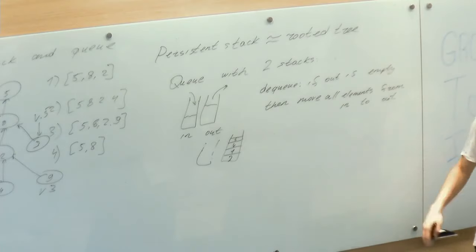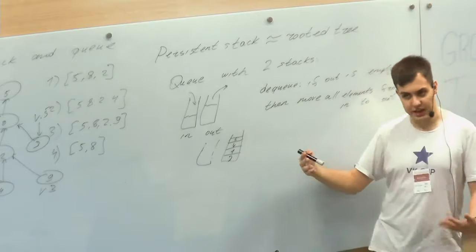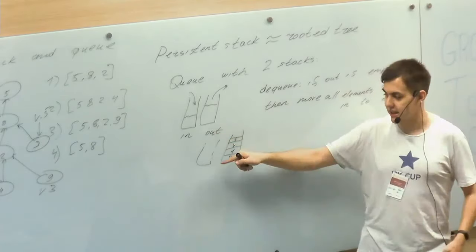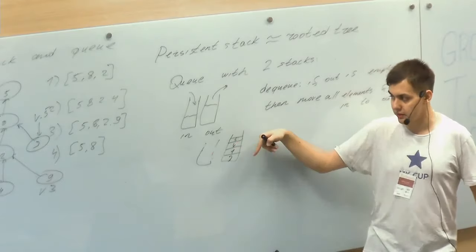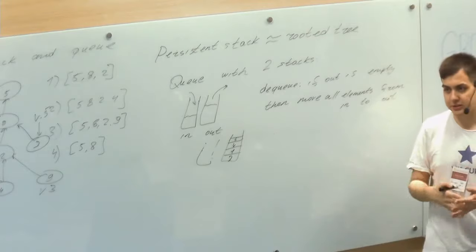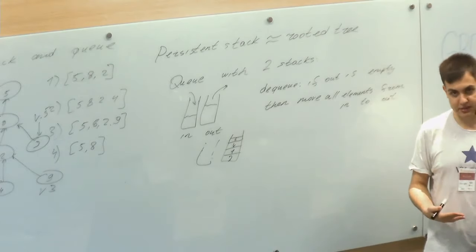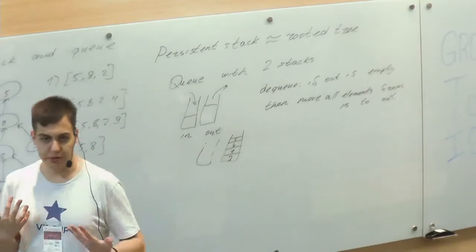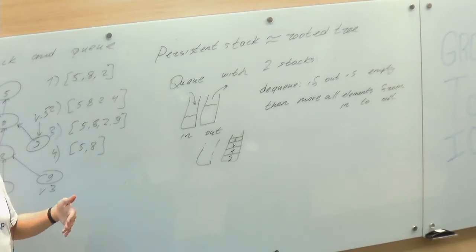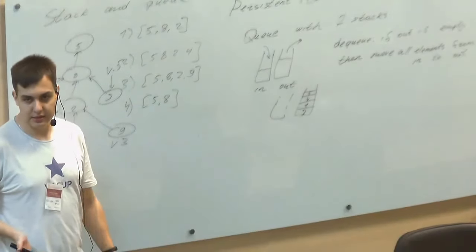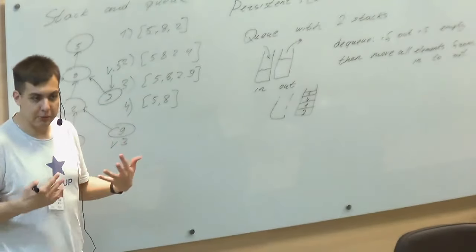And this works in amortized constant time because each element is put exactly once in the input stack, then moved exactly once from in to out, and we pull it from out exactly once. So there are 3 operations with stacks for each element. Well, we know how to do a persistent stack, so we might say that a persistent queue is just these 2 stacks. Is there any problem with that?